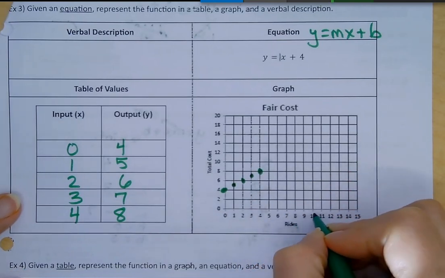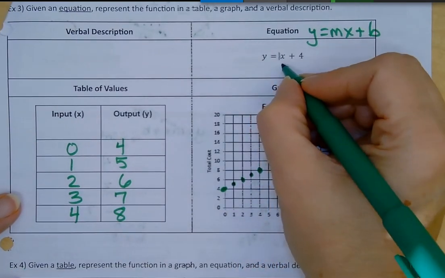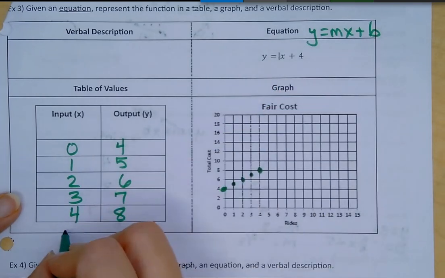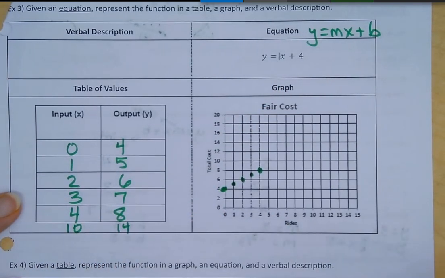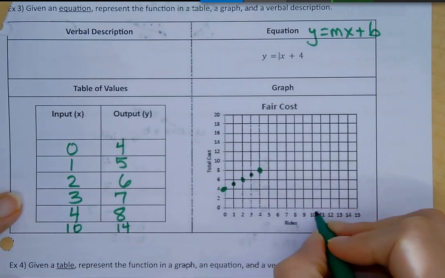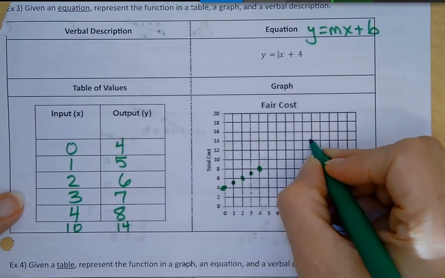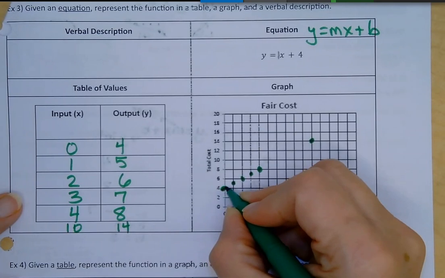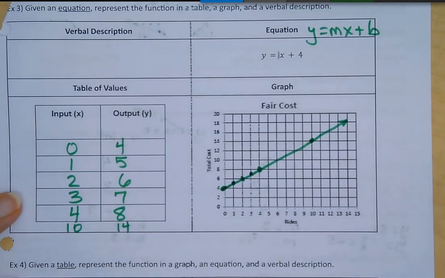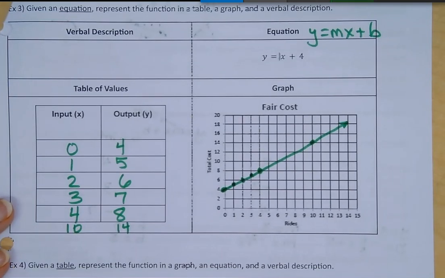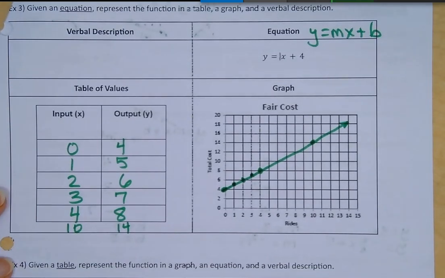And I could even choose, why don't I choose 10? What happens if I plug in 10, right? So if x is 10, then y would be 14. I'm just choosing another point that I might use. So 10 all the way up here to 14. And you can see that's still on the same line, and it should be. So there's my line that shows me graphically how much it's going to cost me, depending on the number of rides.